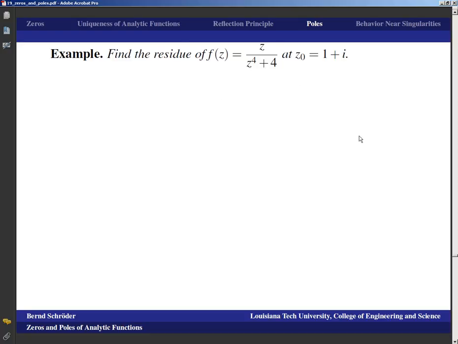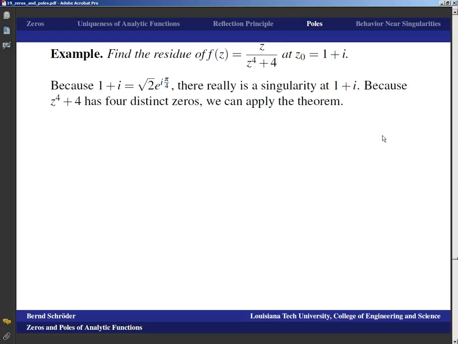If we want to find a more complicated residue, say the residue of f of z equals z over z to the 4th plus 4 at z0 equals 1 plus i, well, first of all, we should make sure that there actually is a singularity, but 1 plus i is square root of 2 e to the i pi over 4, so that means there really is a singularity at 1 plus i, because if we take this thing, raise it to the 4th power, we get 4 times e to the i pi, which is negative 4, and that gives us a 0 in the denominator.